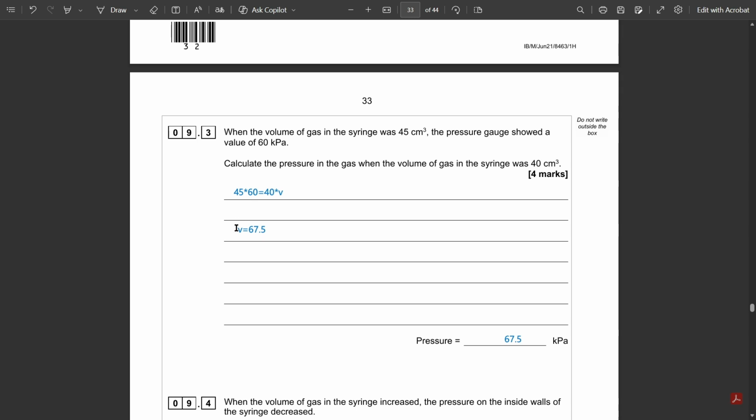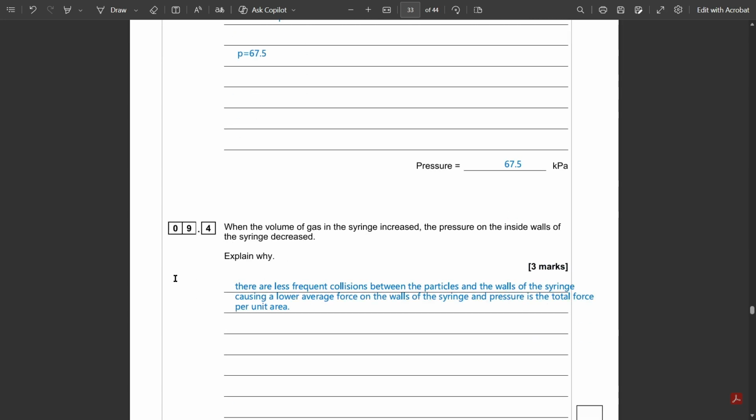Rearrange for the pressure and you get a pressure of 67.5 kilopascals. I don't know why I was so sloppy while doing this test. I still would have gotten all the marks.